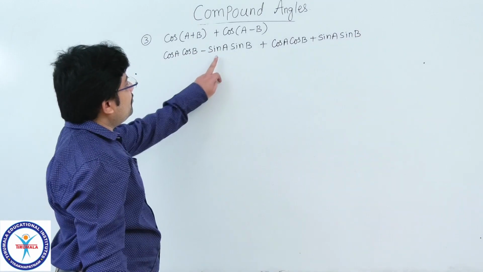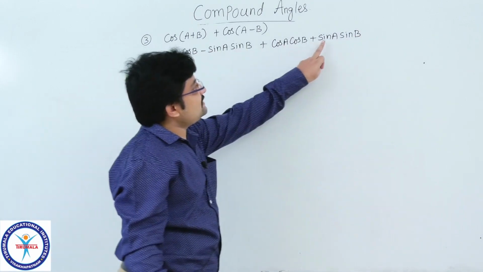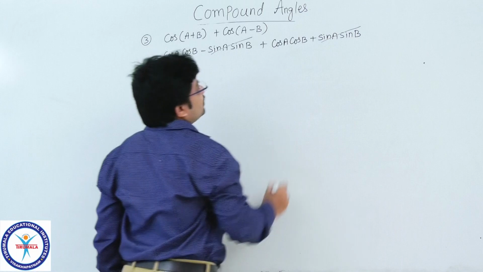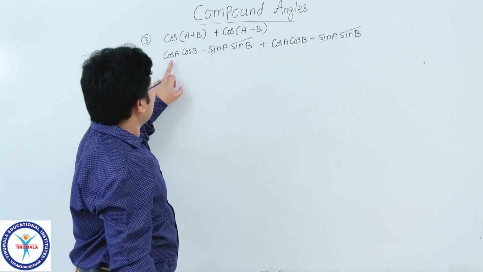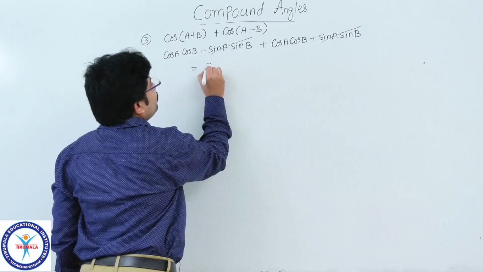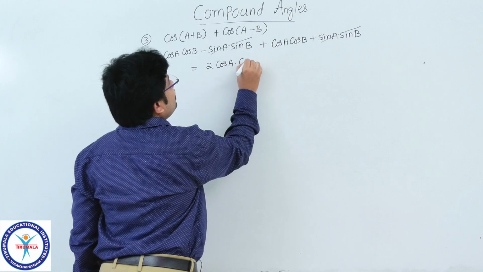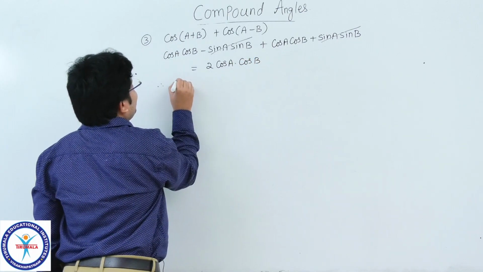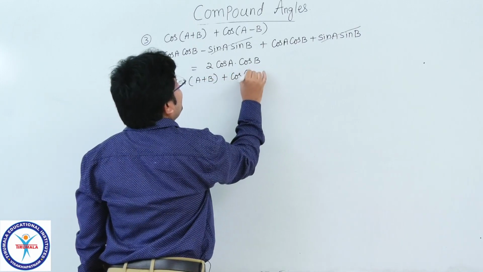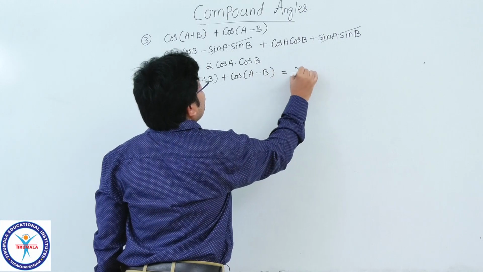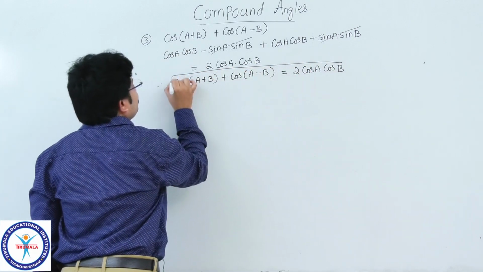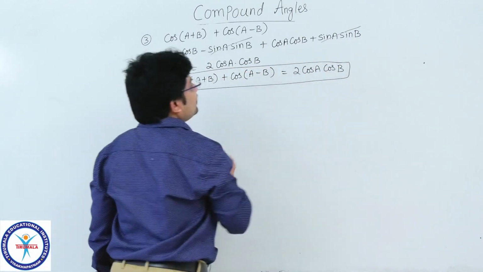From this, minus sin A sin B plus sin A sin B get cancelled. And what are the terms remaining here? Cos A into cos B plus cos A into cos B, that is 2 cos A into cos B. From this we can write cos A plus B plus cos A minus B is equal to 2 cos A cos B. This is the result we get here.